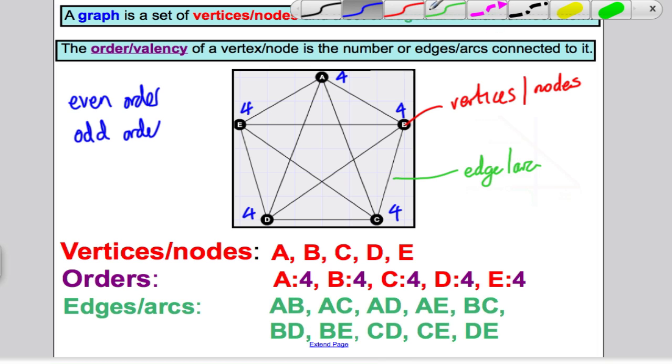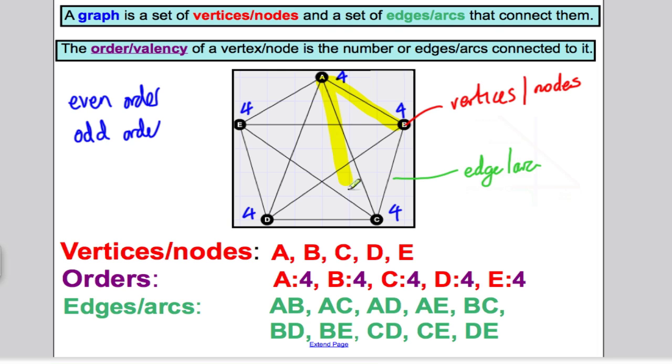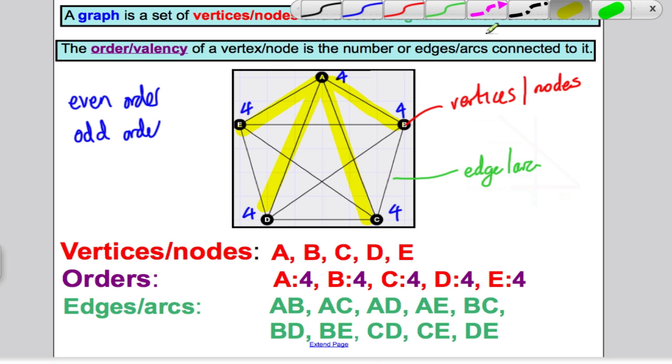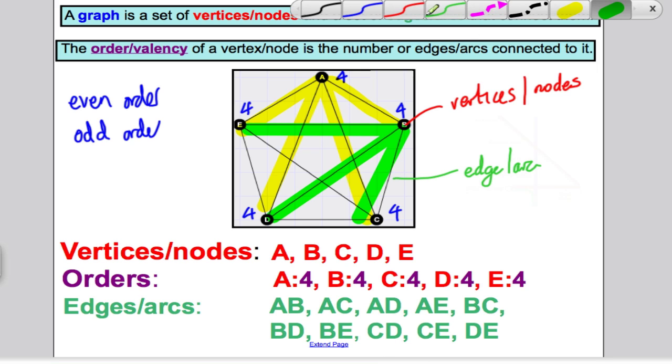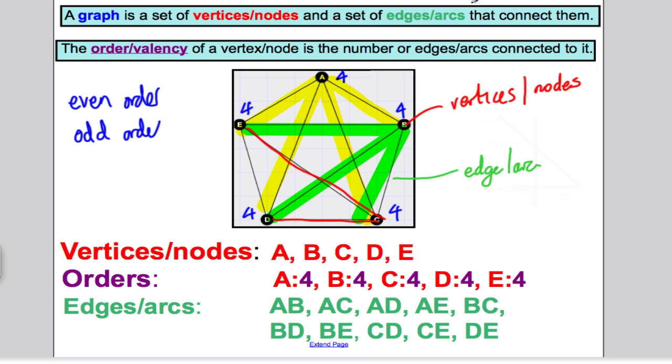So let's just check I've done that correctly. AB, AC, AD, AE, and then we'd keep going through the ones we haven't done. So we'd have to do BC, which is next, BD, and then BE. And then lastly, let's go in a different colour pen, we'd have to do CD, and we'd have to do CE, and the very last thing we'd have to do is DE, and hence they were the edges or arcs there.